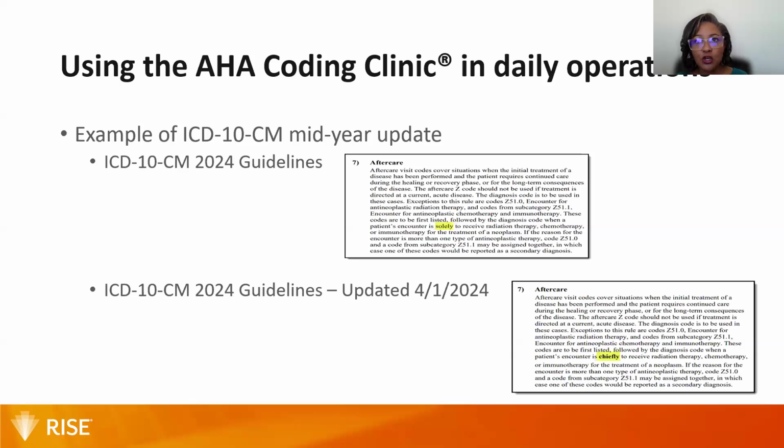But it's important to know that one word could change your approach to something. So it's really important to make sure that you're referencing CMS, your encoder, and Coding Clinic to see when these updates become available. Again, Coding Clinic does only update quarterly, but when it updates on that quarterly cycle, you will see these updates come in. So just make sure you're paying attention to that, being very mindful.